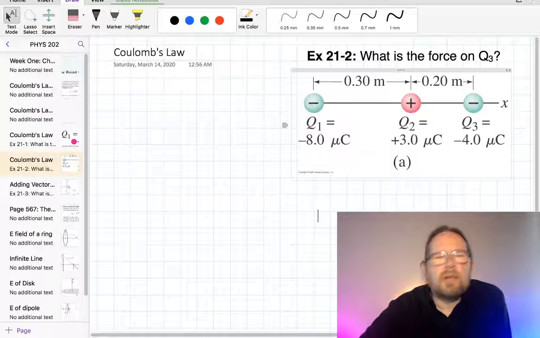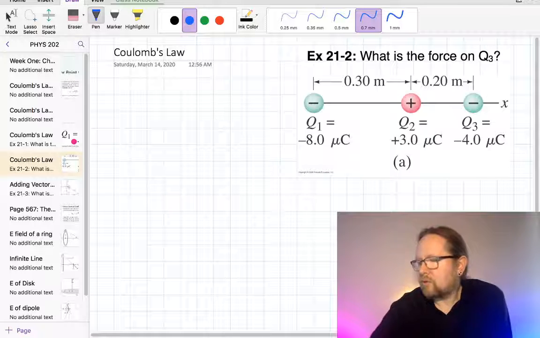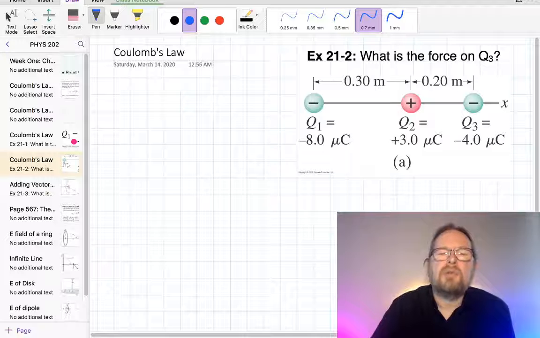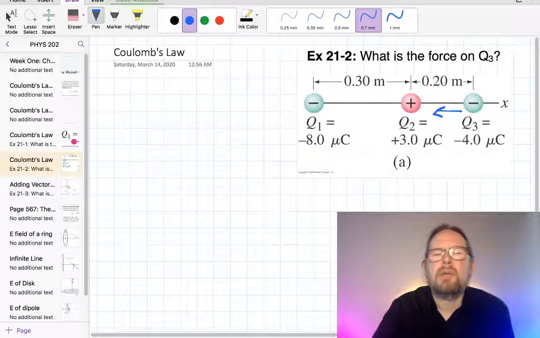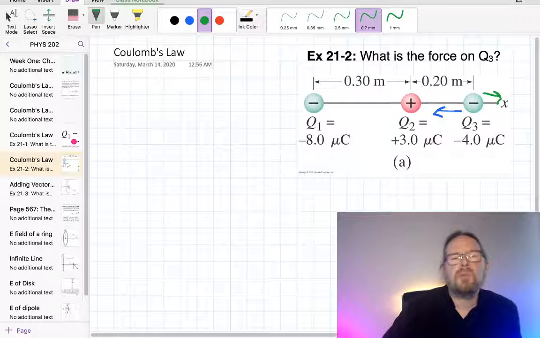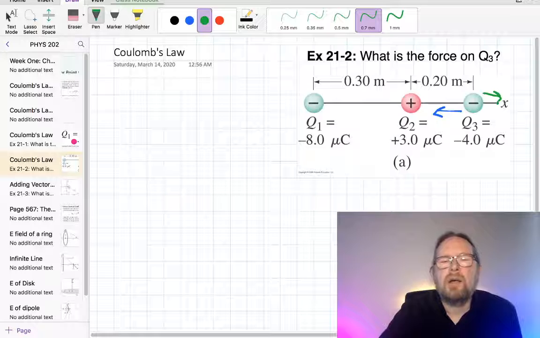The first thing to recognize is that the forces exerted on Q3 by these two charges will be in opposite directions, so we have to be careful of our signs. These opposite charges will attract, so Q2 will pull Q3 this way, but like charges repel, so Q1 will push the charge that way. So we have to calculate the difference between those two forces and be careful of our signs. And it's not obvious just looking at it which one will exert the greater force. So we'll make the decision.